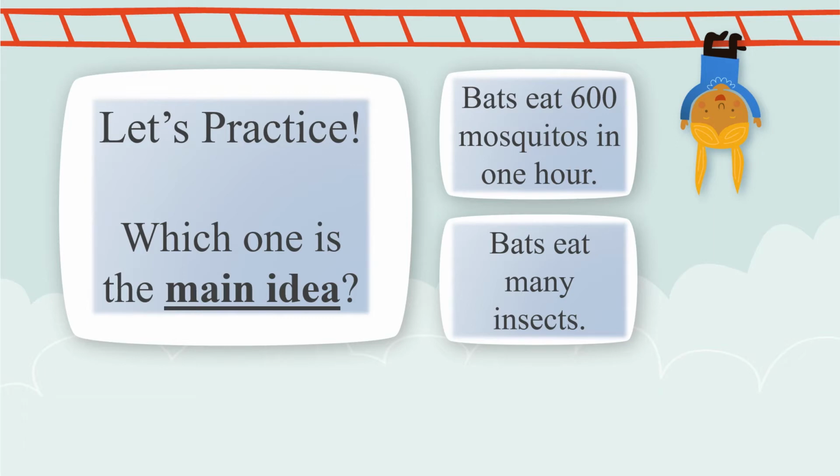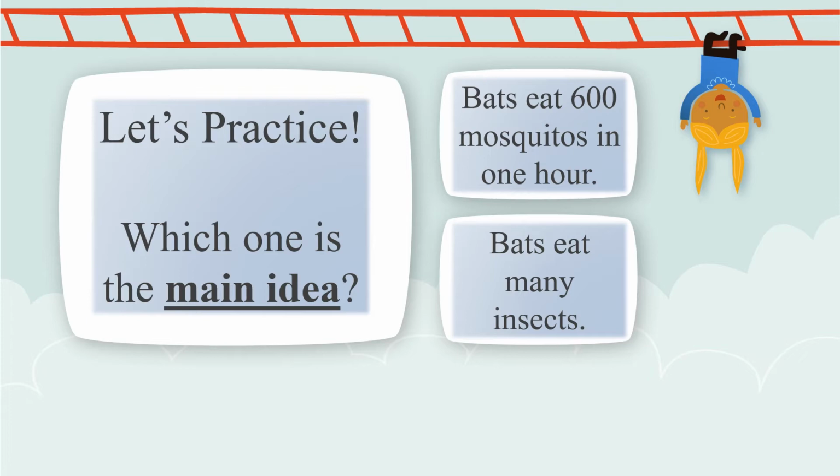We have a practice. So we're going to pick out which one is the main idea, and we'll keep in mind that title, illustration, and repeating words. So here's our choices. It says, let's practice. Which one is the main idea? Our first choice, bats eat 600 mosquitoes in 1 hour. I know it had the title of bats, and bats was a repeating word, so that's good. It might be that one. It also fits with the illustration of bats, and maybe that insect was a mosquito. I'm not sure. What about the second choice?